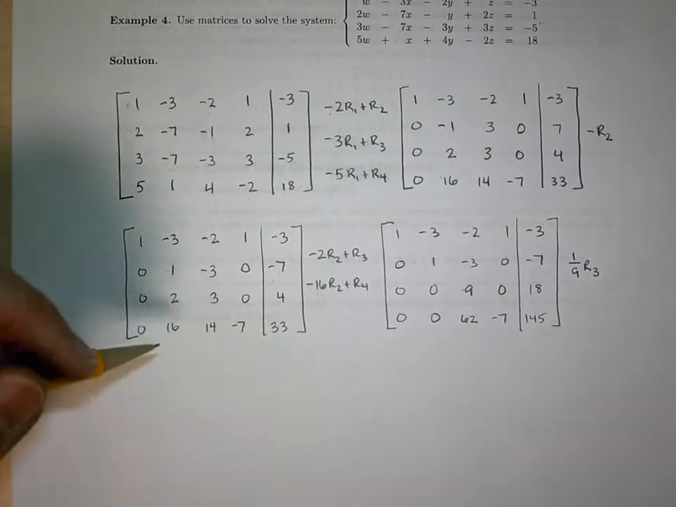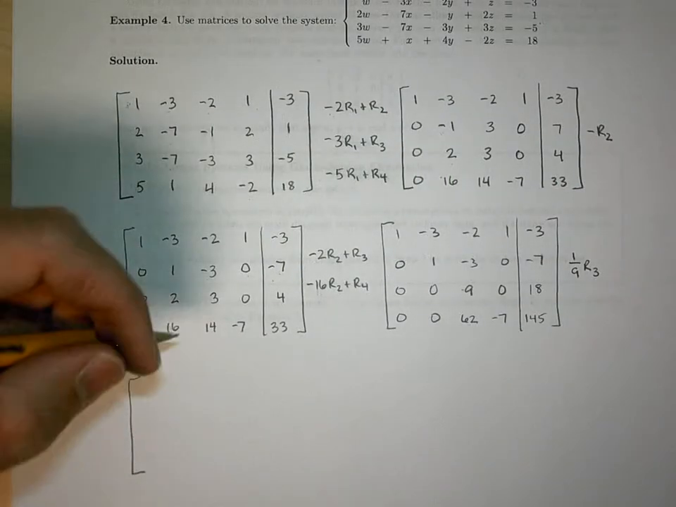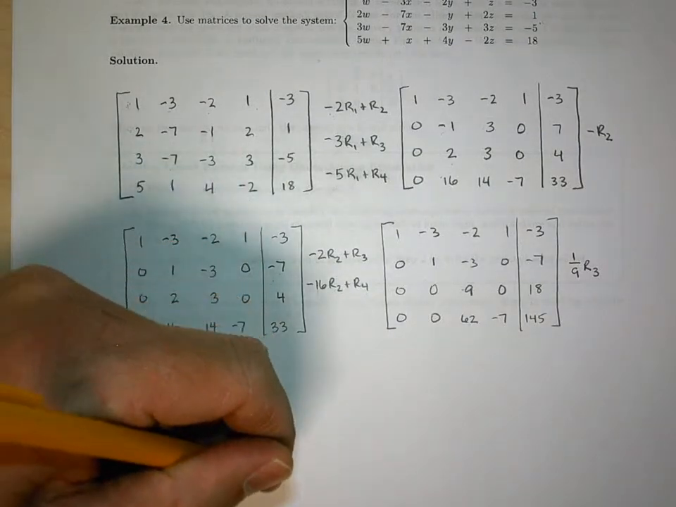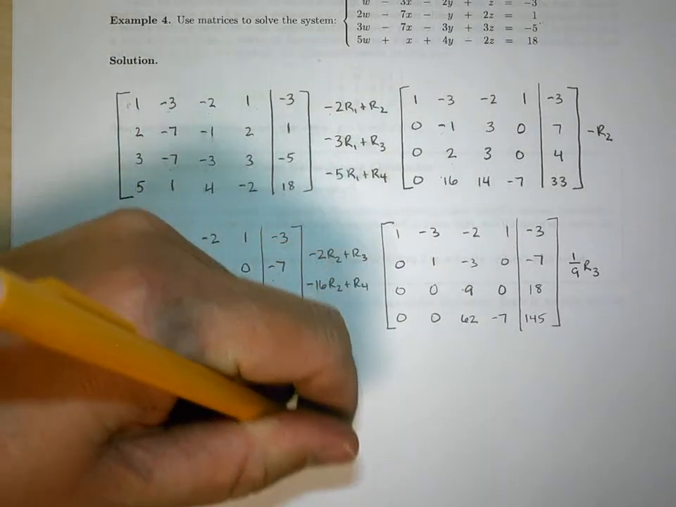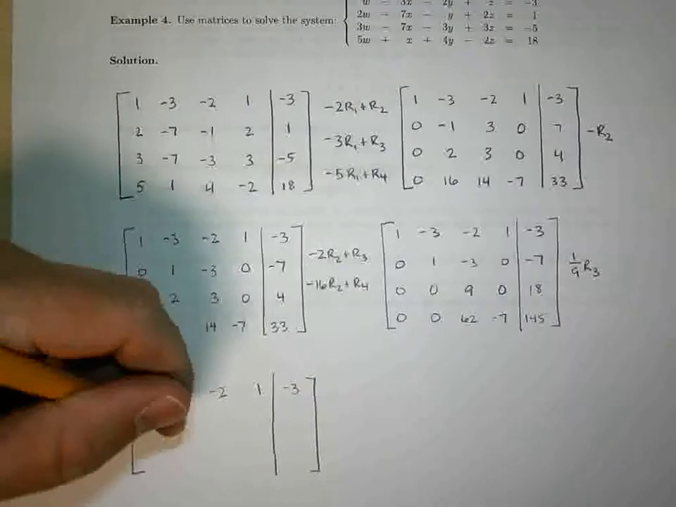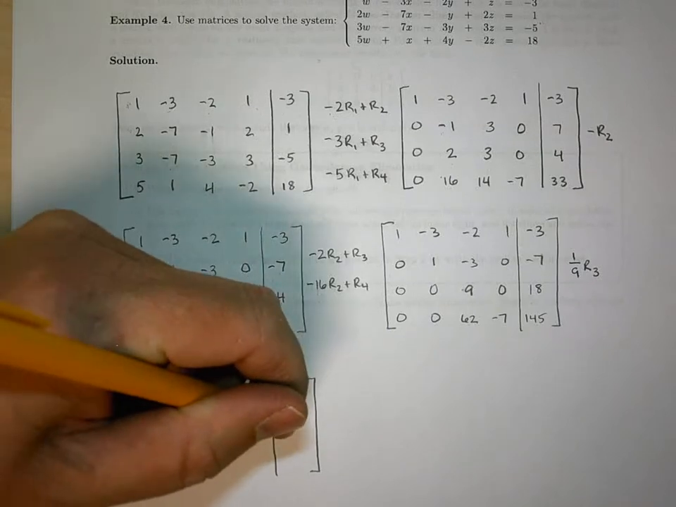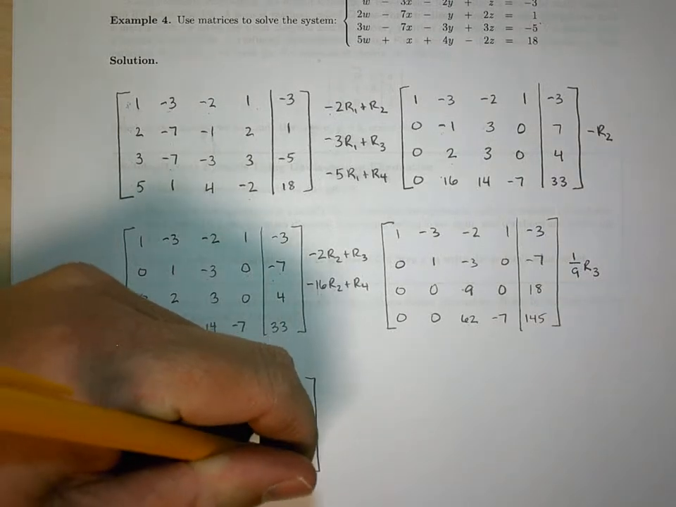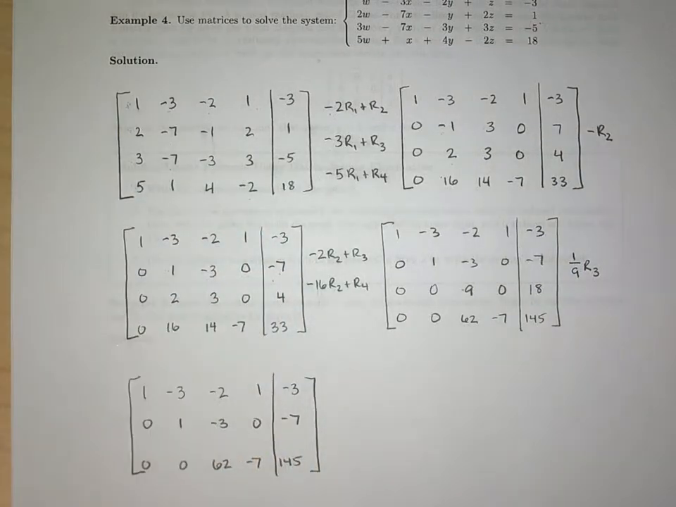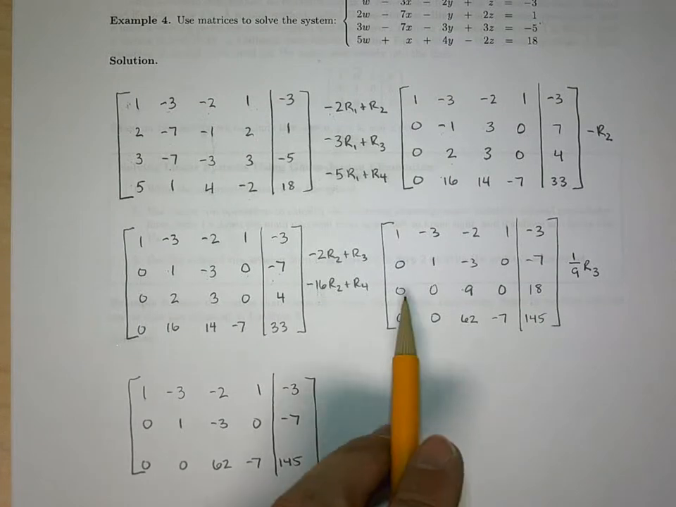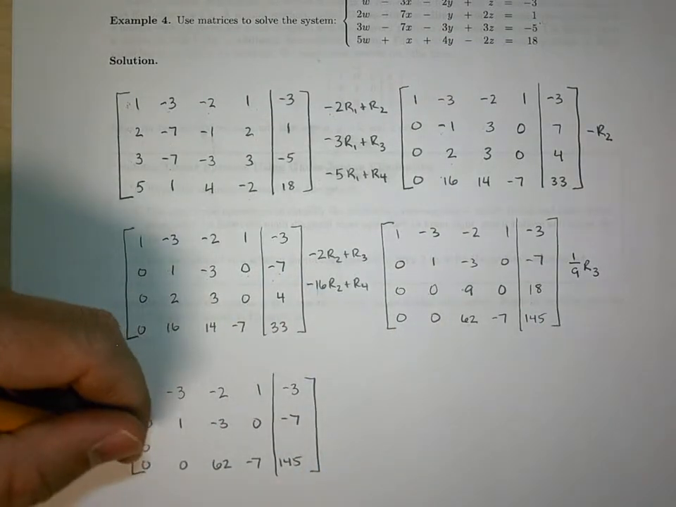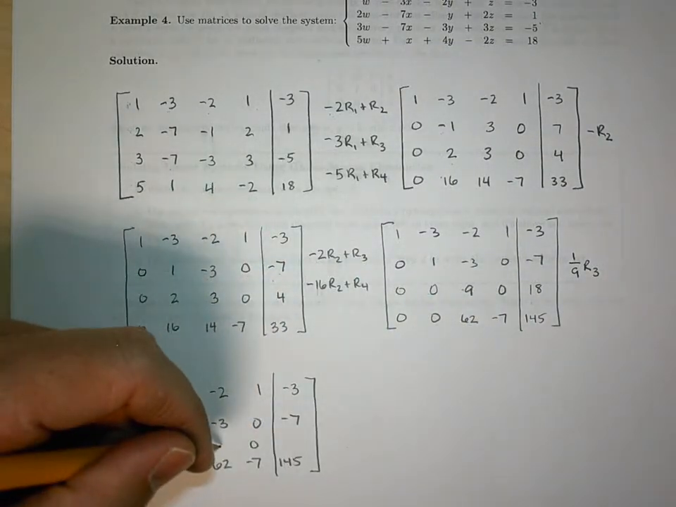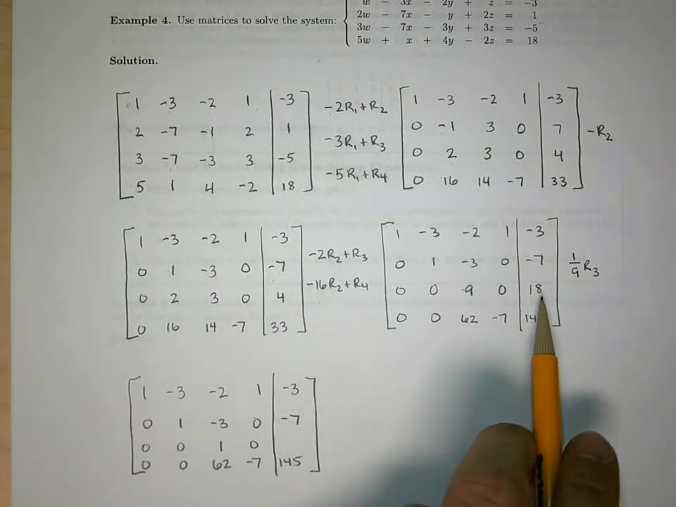The first, second, and fourth rows are not part of doing this, so I'm just going to rewrite them. The third row, we're going to multiply everything by 1/9. That doesn't affect any of these zeros. 0 times anything is still 0. 9 times a 9th is 1. That was the whole point. And on the right side, 18 times a 9th is 2.